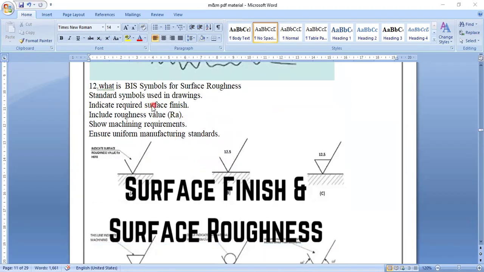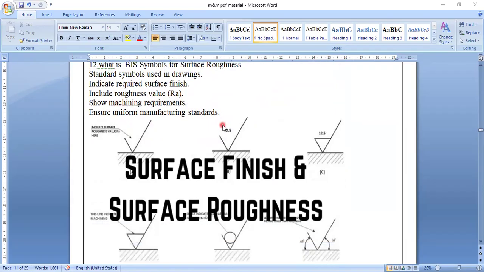Last question, 12th question. What are BIS symbols for surface roughness? The standard symbols used in the drawings. So these are the standards used here. So it is measured. Here you can measure 12.5 surface roughness. This is 12.5. These angles are measured here. This ball is kept here in order to measure the angles. This is also used to measure the angles. This is also used to measure the square of this one.